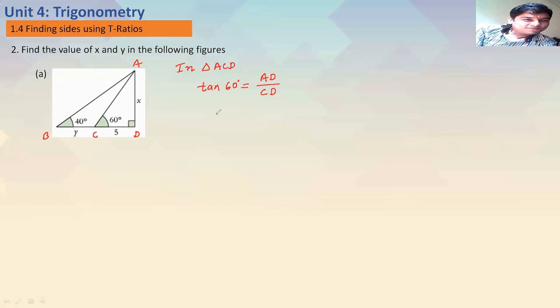Yeah. Fantastic. Tan 60 degrees is 1.732, right? Let it be 1.73. Let's go with AD is x and CD is 5. So x is going to be 1.73 multiplied by 5. What is it going to be? It's 8.7. 8.66. Yep.